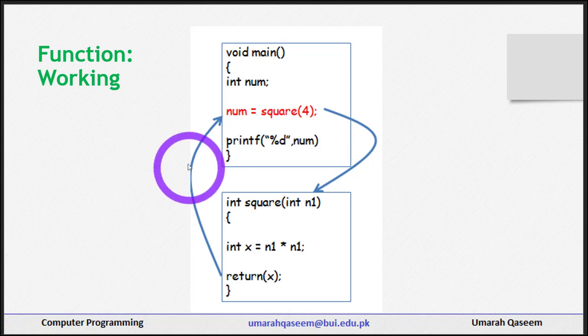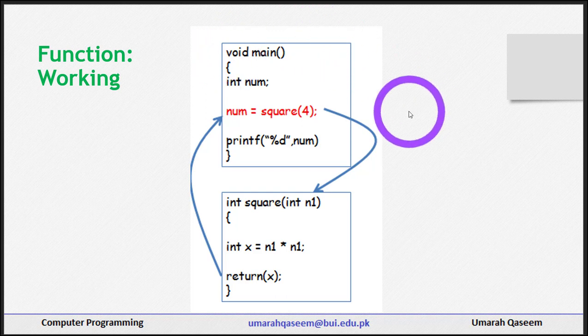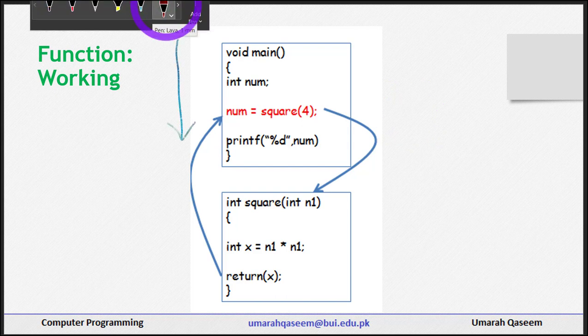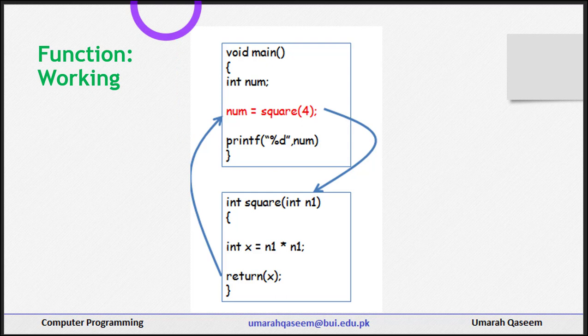Now let's see the function working in detail. What happens when the code runs? What happens on the backend? First of all, you must all know that a program runs from top to bottom. Let's change the color of the pen. A program always runs from top to bottom. So the first line will be executed first, the second line will be executed second, and so on.